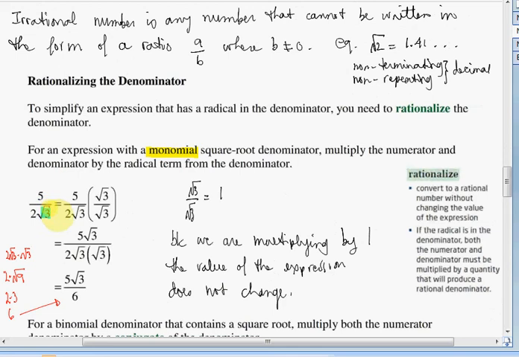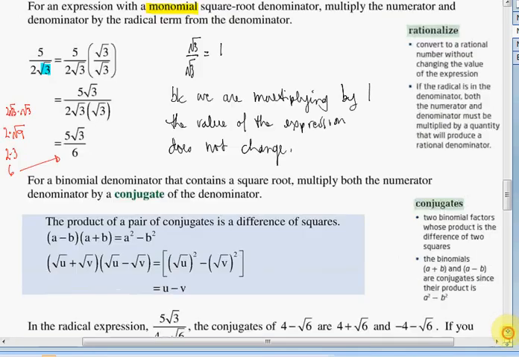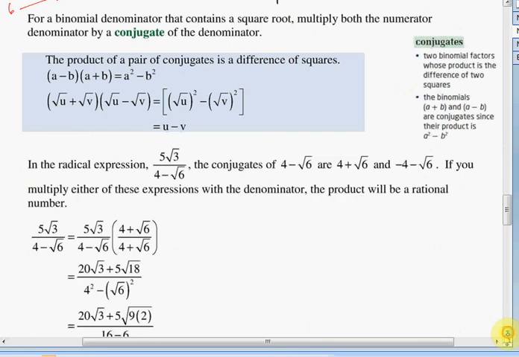Now, as we discussed in class, if you forgot that you were going to multiply by root 3 over root 3, you could multiply by 2 root 3 over 2 root 3. It's still equal to 1. The only thing is in the end, you're going to have to do some kind of reducing. Okay, what if we don't have a monomial in the denominator? What if we have a binomial in our denominator?